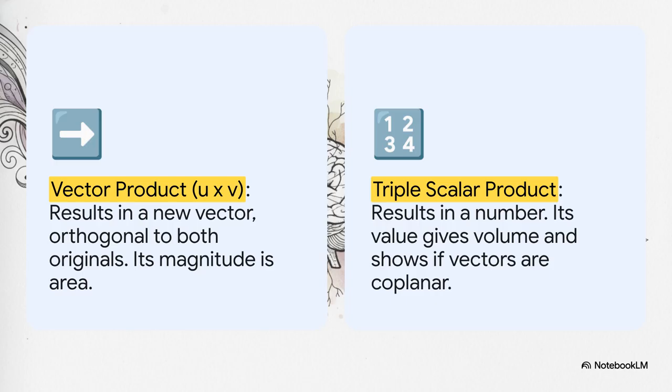Then you have the triple scalar product. Here, you put three vectors in, and you get a single number out. That number tells you the volume of the shape they form. And what if that number is 0? Well, that means there's no volume, which tells you all three vectors are lying flat on the same plane.